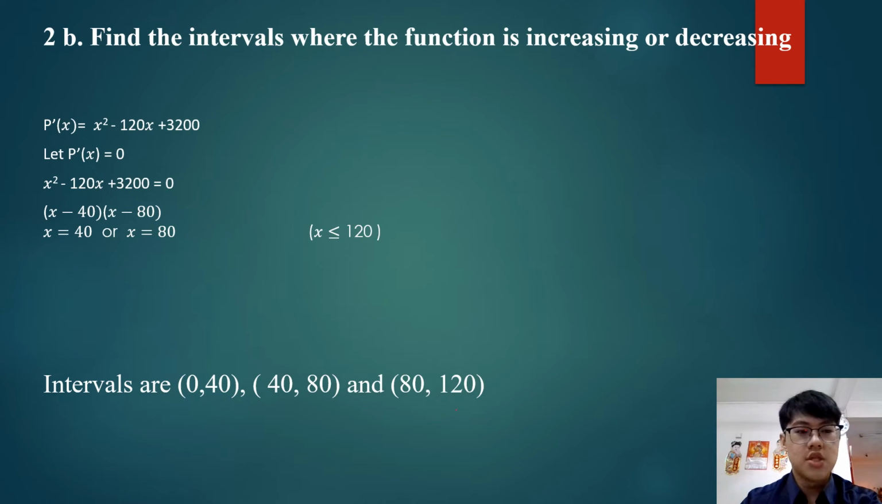Okay, for question 2b, we need to find the intervals where the function is increasing or decreasing. So we let P prime equal 0, and then we get x = 40 and x = 80. The minimum quantity we can produce is 0, and the quantity cannot exceed 120. So we get three intervals, which are 0 to 40, 40 to 80, and 80 to 120.